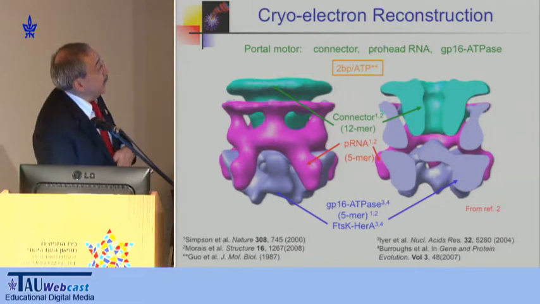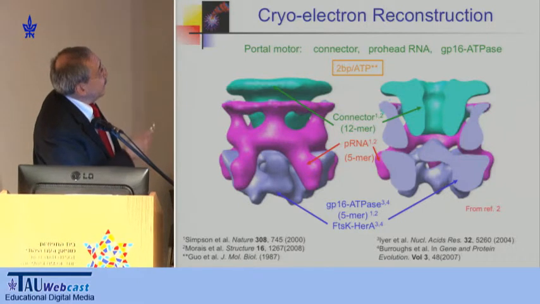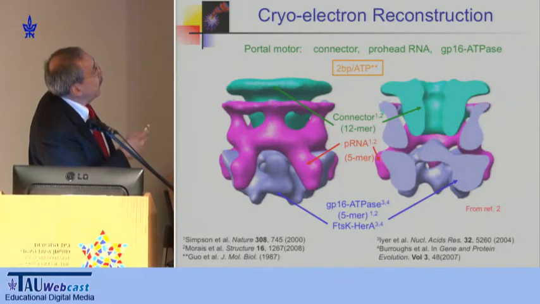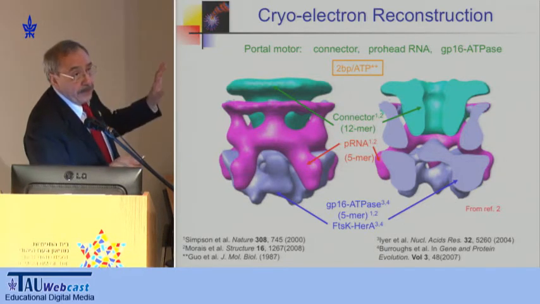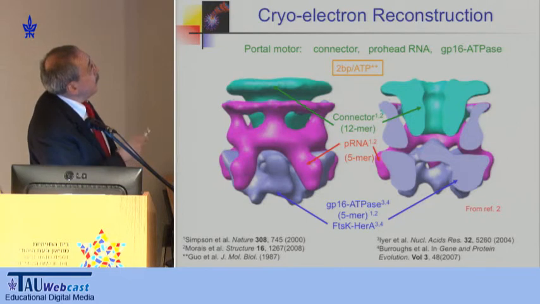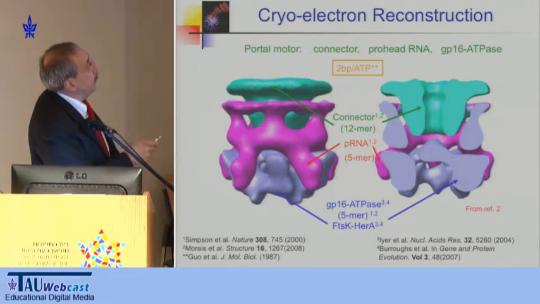We know quite a bit about the motor nowadays. It's made up of 3 concentric, coaxial rings. The first one, shown here in green, is the head-tail connector. It's a dodecamer. We know the crystal structure of this dodecamer. It was solved in the laboratory of Michael Rossmann in 2000. Then, surprisingly, there is a pentameric ring of RNA. So this is a piece of RNA that forms 5 molecules of RNA, forming this pentameric ring in purple, and they surround the connector.